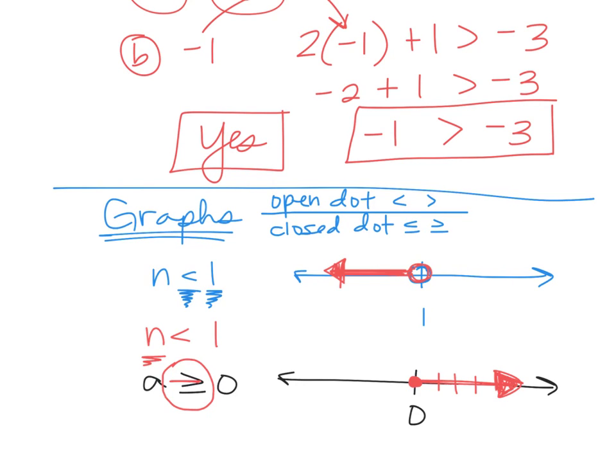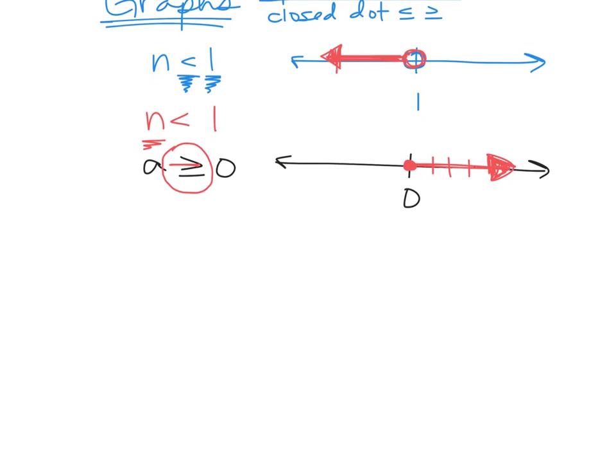All these numbers are greater than or equal to 0. Okay? All right, what would f is greater than -3 look like? Open or closed dot? You have -3. It's going to be open because there's no equal to on it. Okay, so open dot. And which way do you shade?